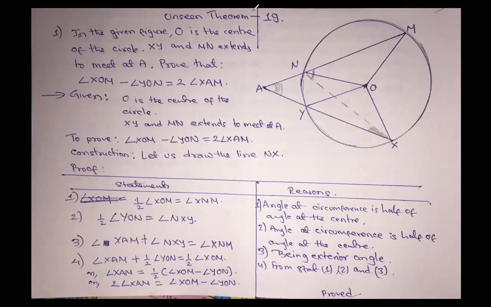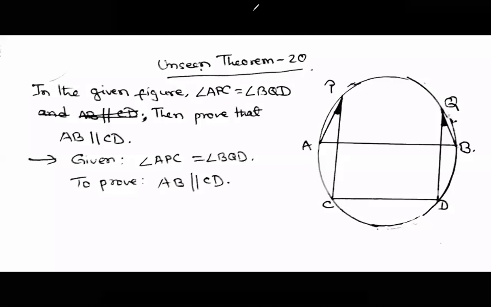Okay, so hope we have understood it. Let us go to the next theorem, theorem number 20. So in the given figure, PABC means this angle, and BQD means this angle. They are equal to each other. Given that the angles are equal, then prove that this and this are parallel to each other.